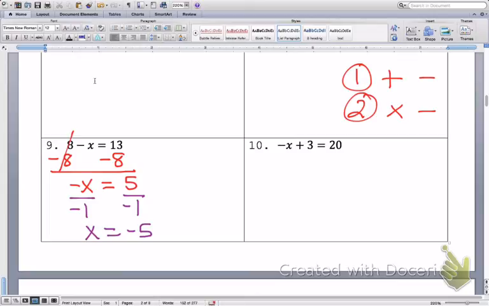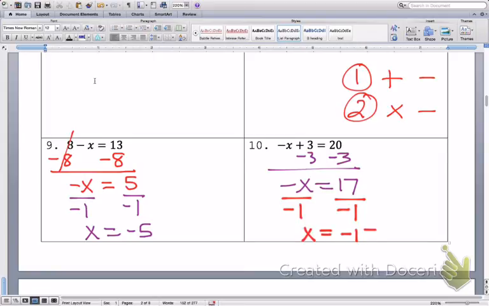Very similar for this last one. The opposite of adding 3 is subtracting 3. We get negative x equals 17. Again, we've got to get rid of that negative next to that x. So we divide to get rid of negatives next to a variable, always by an invisible 1. So x equals negative 17.